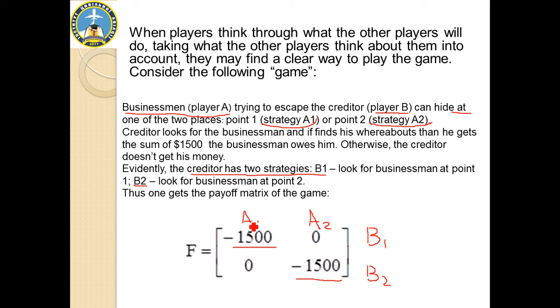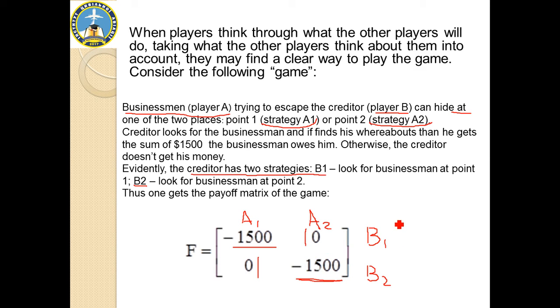The combination A1 B1, the businessman loses. A2 B2, again the businessman loses. But at A1 B2, the businessman wins. He doesn't lose his money. And A2 B1, the businessman wins. He doesn't lose his money.